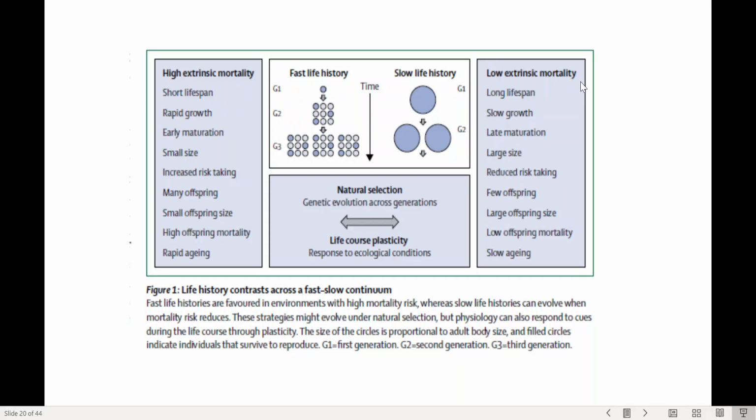On the other hand, in situations with relatively low mortality, so there's less scarcity, the environment is more predictable, there's a lower risk of dying. What happens is you have typically longer lifespans, so the body immediately gets the feeling, hold on, I actually have time, so there's slower growth. Individuals tend to mature later. Bodies become larger. There's also reduced risk taking because the resources are not as scarce, so there's less competition.